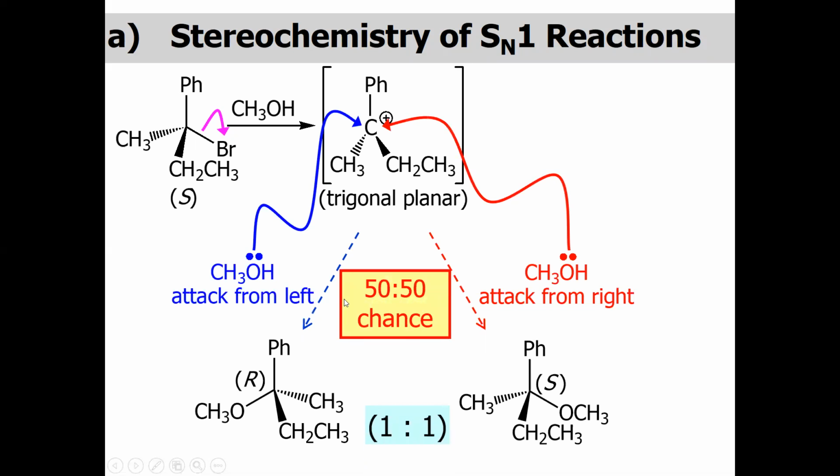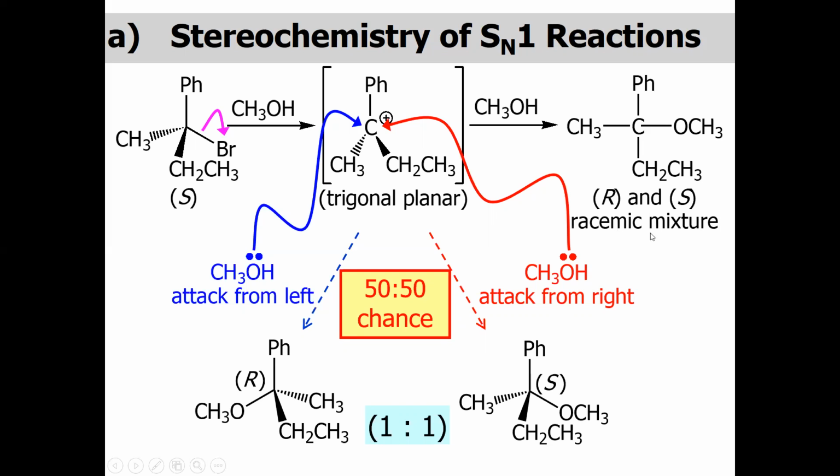In both cases, if it is attacking from the left side, we have the R molecule, or if the nucleophile is attacking on the right side, we have the S molecule. So by this way, we have equal chances of the nucleophile attacking, and we have an equal mixture of R and S. This equal mixture of R and S is known as a racemic mixture. So in the SN1 reaction, generally a racemic mixture is formed.